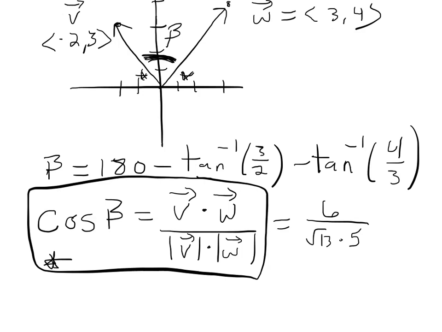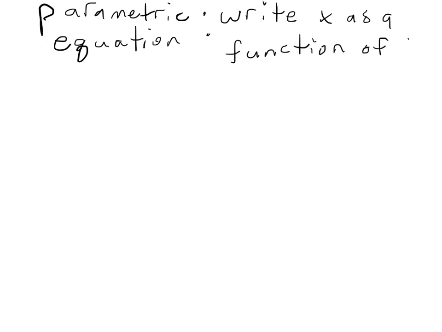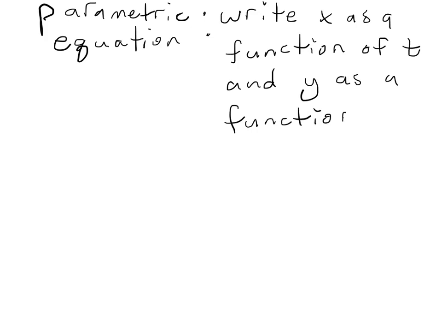So what does this have to do with parametric equations? Okay, so first, what is a parametric equation? A parametric equation is just where you take any relationship between x and y and you write x as a function of t and y as a function of t. And usually t stands for time. You've probably done this in physics, but just never referenced this as being a parametric equation.